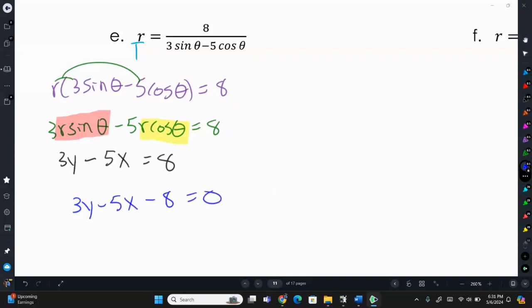Again, it wasn't that difficult to do. It didn't have a lot of steps, but you had to look at this and approach it that way in order to get the answer.